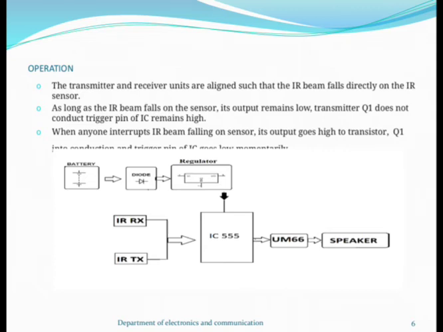The transistor Q1 comes into conduction and the trigger pin of the IC goes low momentarily. This is the basic working of an electronic watchdog. A simple block diagram of its working is being included. It consists of a battery, diode, regulator, infrared transmitter and infrared receiver. Finally comes a speaker.